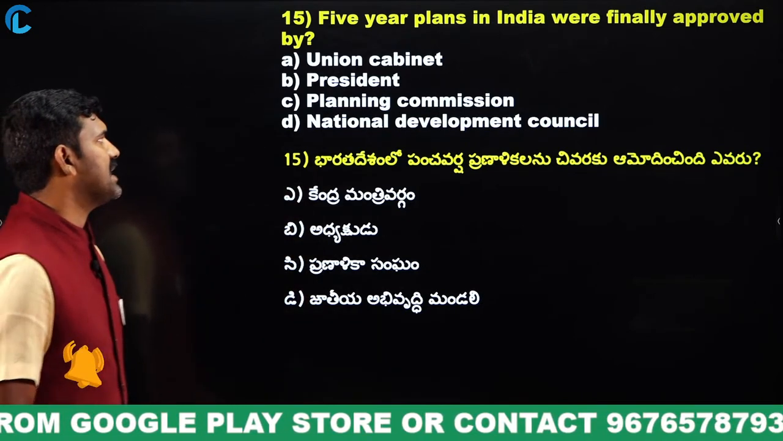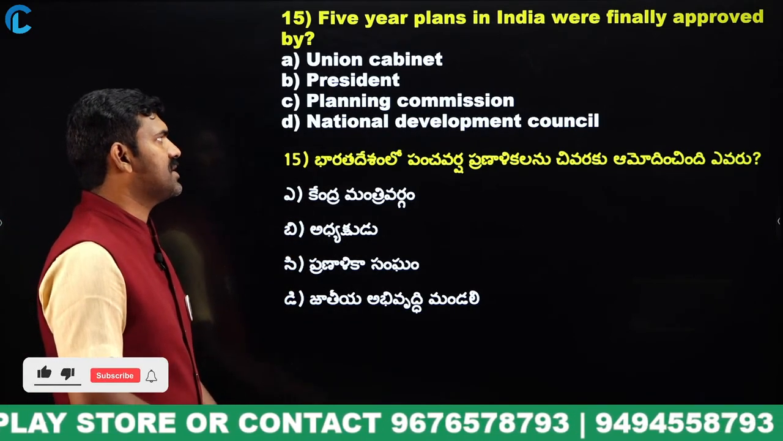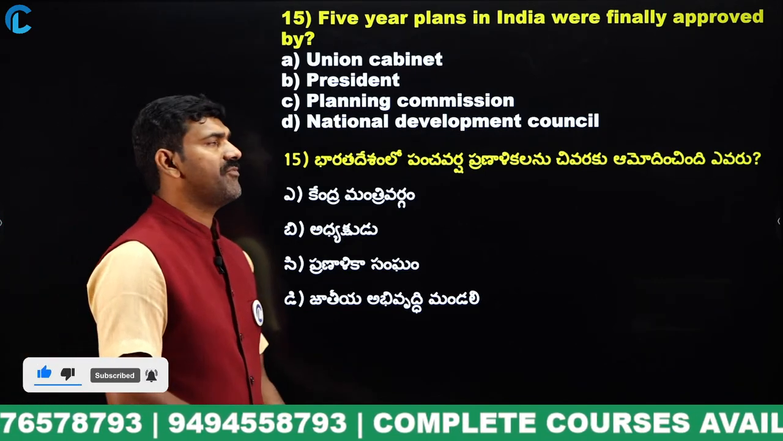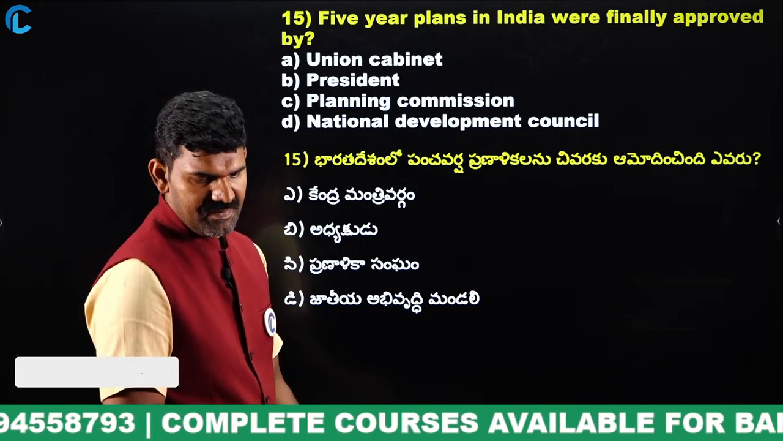Is it the Union Cabinet, is it the President, is it the Planning Commission, is it the National Development Council? Who is responsible for approving the 5-year plans? That's the question. Come on, guys.